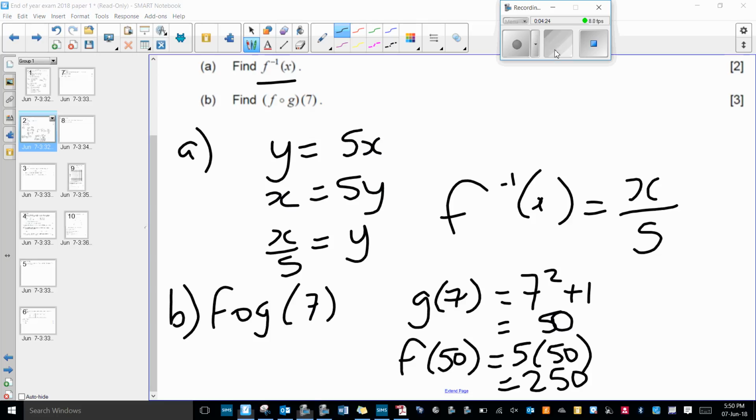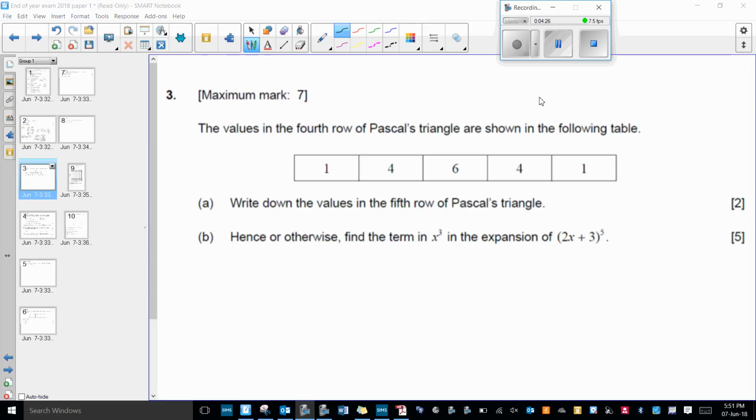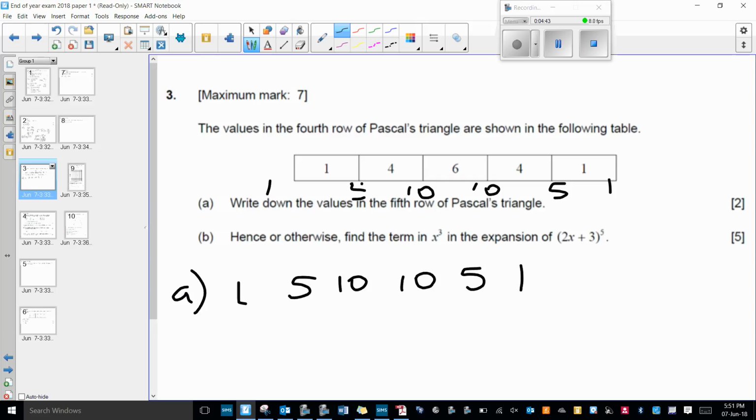Okay, so we've got the 4th row of Pascal's triangle. So the 5th row, you're just adding the terms up above it. So 1, 5, 10, 10, 5, 1, if you want to rewrite that neatly. And then, hence or otherwise, find the term in x cubed.